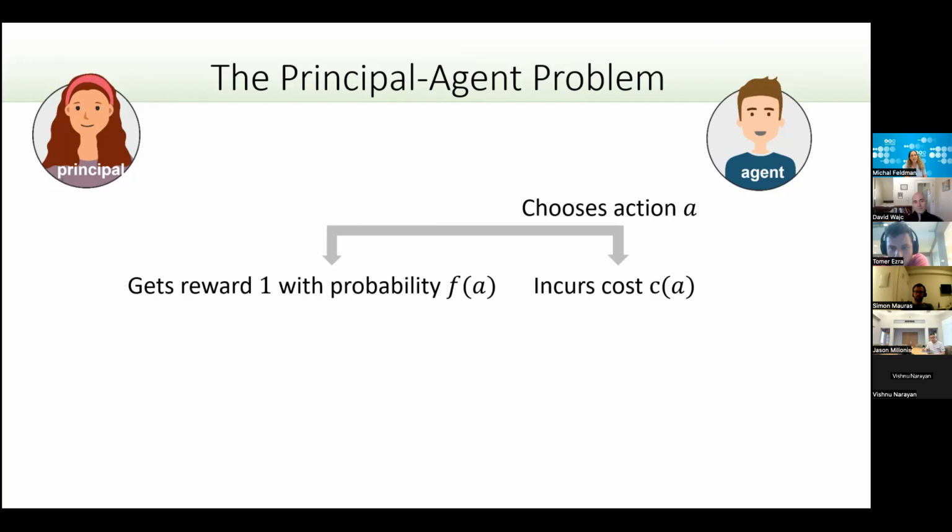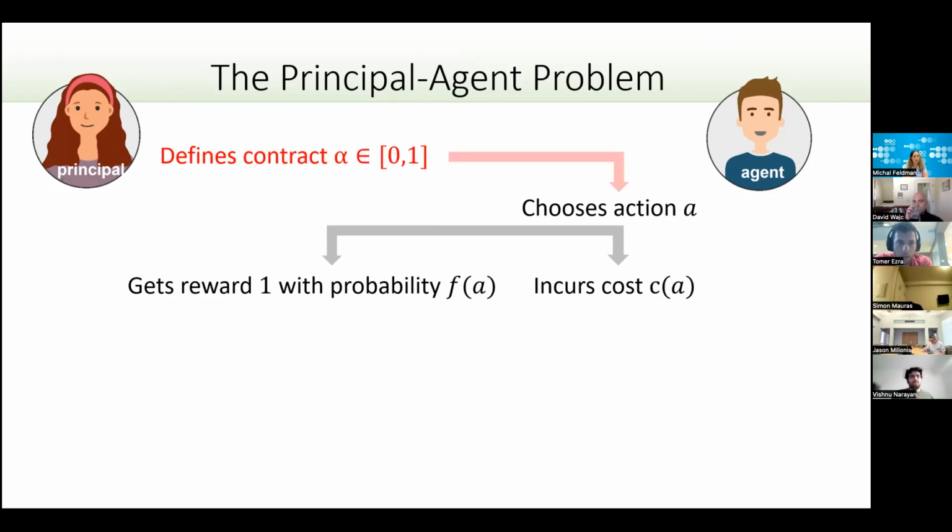The principal is the one who is getting the reward from the action. So let's say we have some function f of a that says what's the probability of success given the action a. So every action has some probability of success. And it's the principal who gets a reward of, let's normalize it to 1, with probability f of a. So up to this point, of course, the agent has no incentive to work. The agent incurs the cost, and the principal is the one who enjoys the fruits of this costly action.